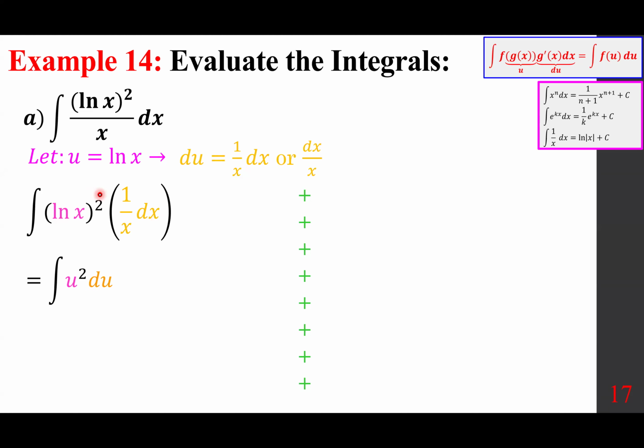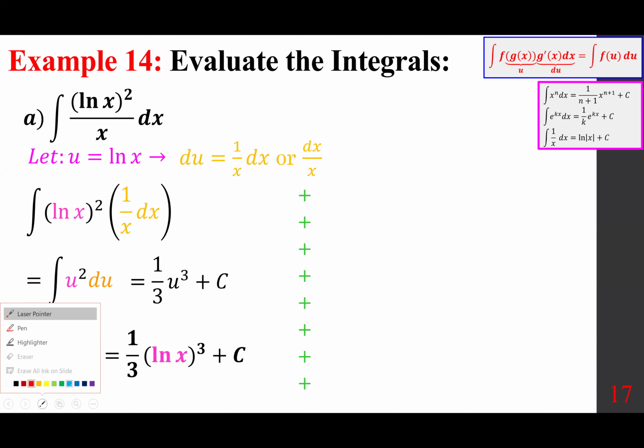Again, simple case of a power rule. The answer is 1/3 u cubed and a constant. You replace the u. And I can't emphasize this enough, we don't want to mix it up. This means ln x times itself 3 times.